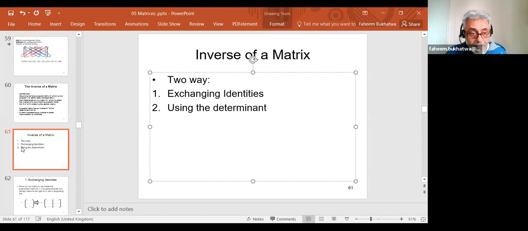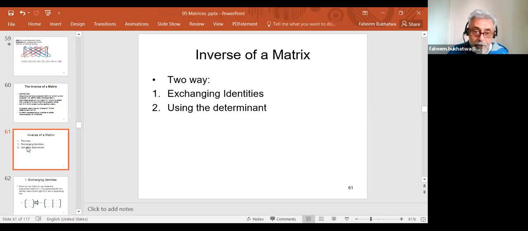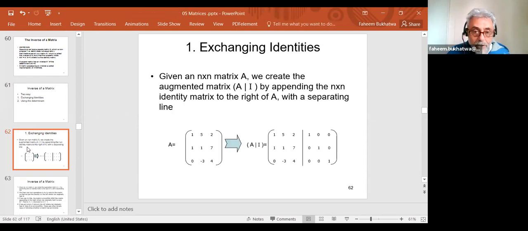So let's first try the row exchange operation. So how do we actually create the inverse using the exchange identities? That's the row operations. Remember, we looked at those row operations. There are 4 row operations. We can implement them to generate the inverse. So how do we actually do it?